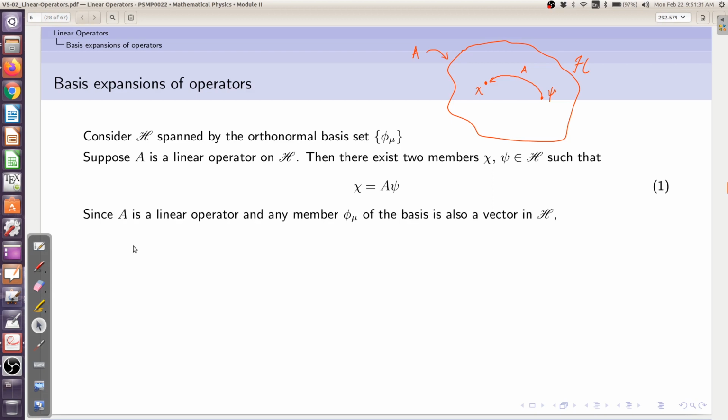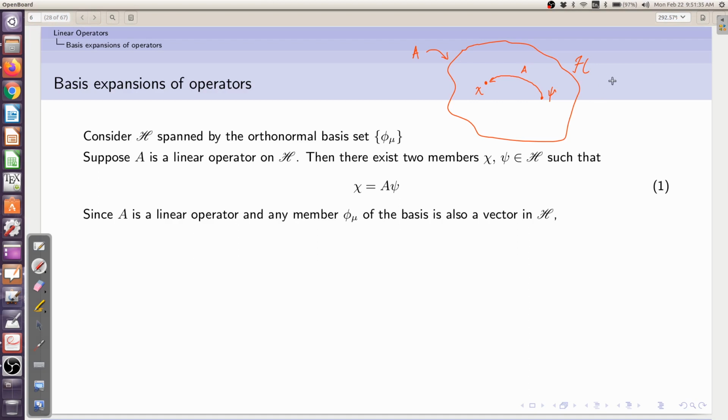Any member of the Hilbert space will be spanned by a basis. That's what we said, that this Hilbert space is spanned by a basis. The basis is phi mu, and phi mu is also a member. If I take any phi mu, this is also a member. So you can operate, because A is a linear operator which is defined on the entire Hilbert space. So A operates on any member of this Hilbert space.